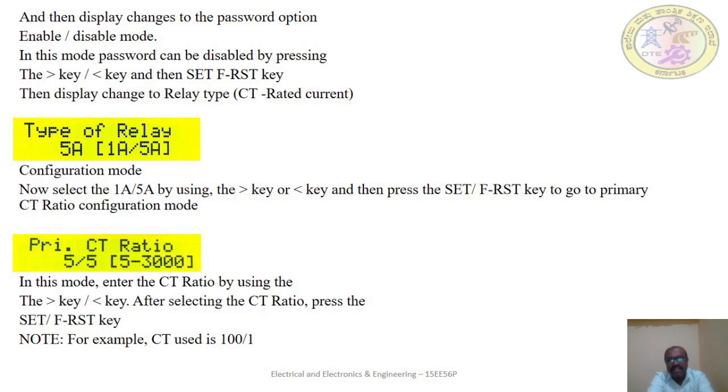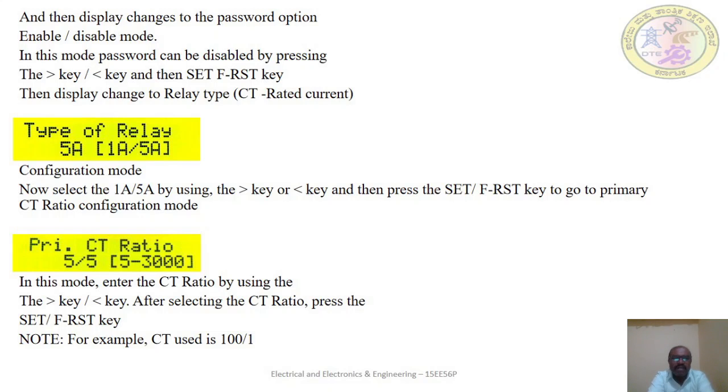Then next will be the CT rated current. The display changes to the type of relay, 1 amp or 5 amps. There is a configuration mode. In this configuration mode, now select 1 amp or 5 amps by using the key and press the set button to go to the primary CT ratio configuration mode.